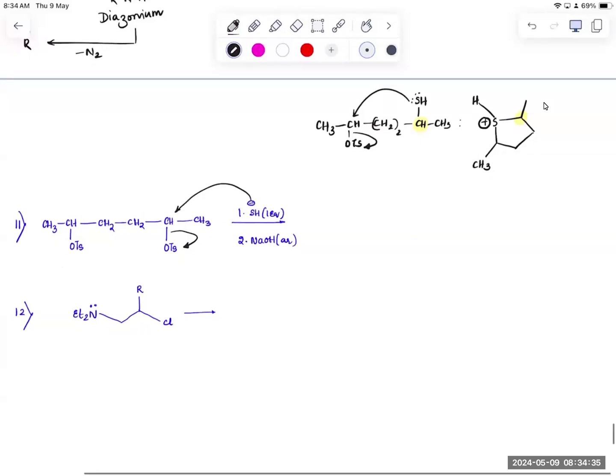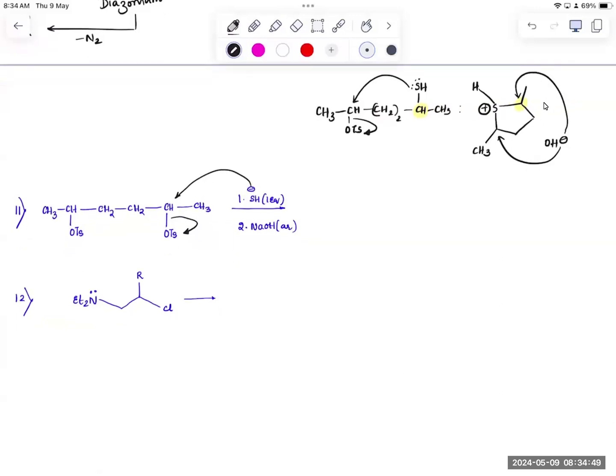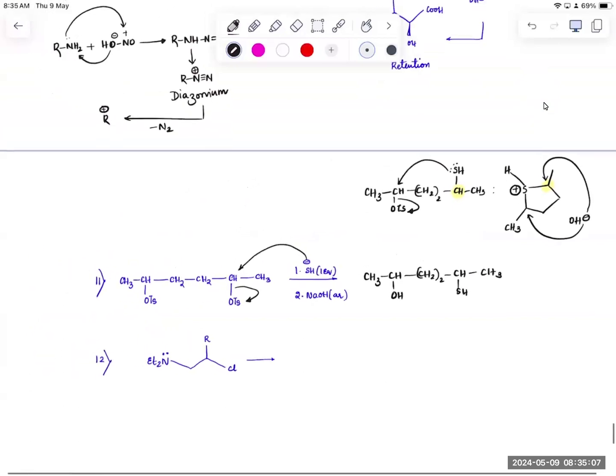And once you get that, now the OH minus has the ability to attack on both sides. It can attack on this carbon or it can attack on this carbon so that it can break off again with sulfur. So what we get as a product is CH3 CHOH here with CH2 twice, CHSH and CH3. This is the product you will get.